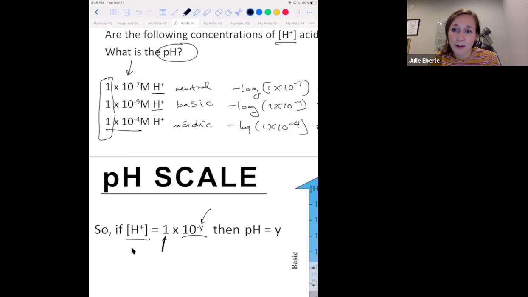pH is the absolute value of that exponent. It's not negative. You can't have a negative pH, but if it's 10 to the minus y, pH is y. But if your base number is not 1, say it's 2.5 or 3.2 or whatever, then this trick does not apply. It's only if your base unit is a 1.